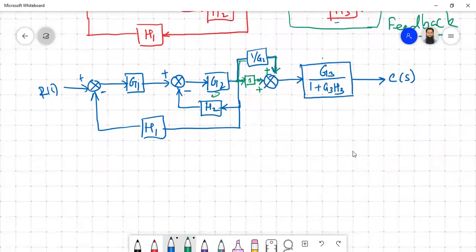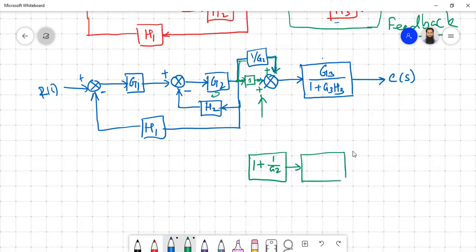Can we apply both together? Since they're parallel, it will be additive. So one plus one by G2. This is one block. The other one is also already on the outside: G3 by one plus G3 H3. This is your output. Now you can also apply the feedback loop here. Don't worry about them being connected together. If you want, you can also isolate them, so there can be two different paths. You don't have to bother about that too much. This can be one path, and this can be another one. So we can also apply the smaller feedback loop.